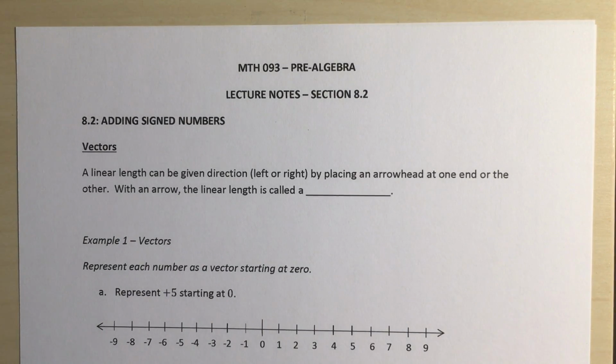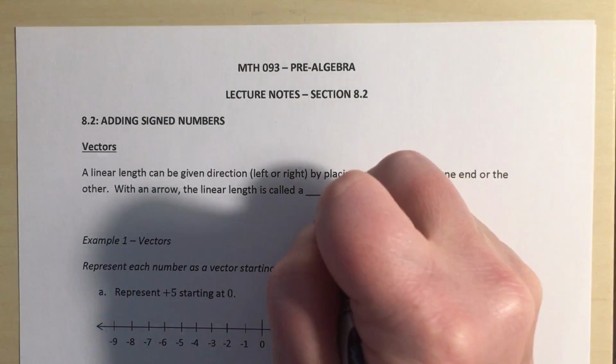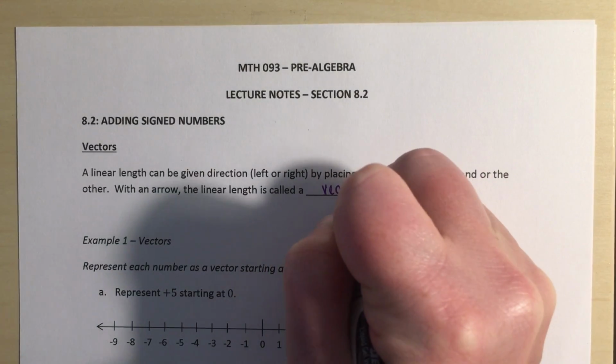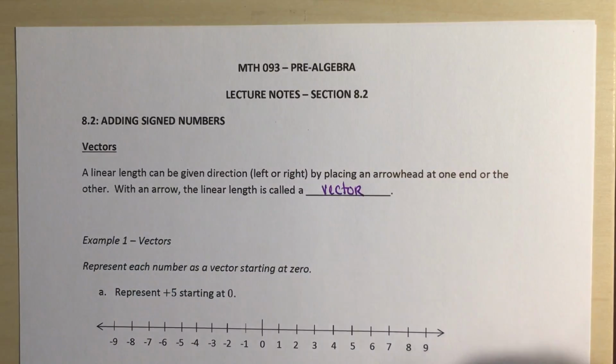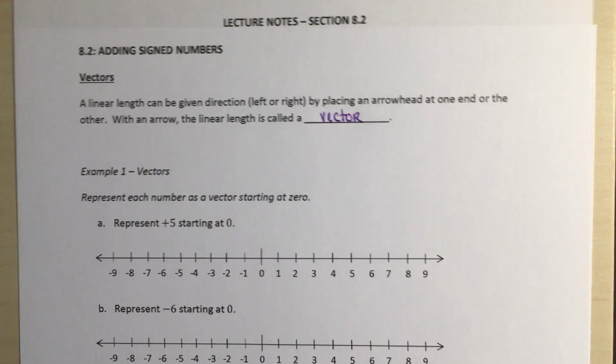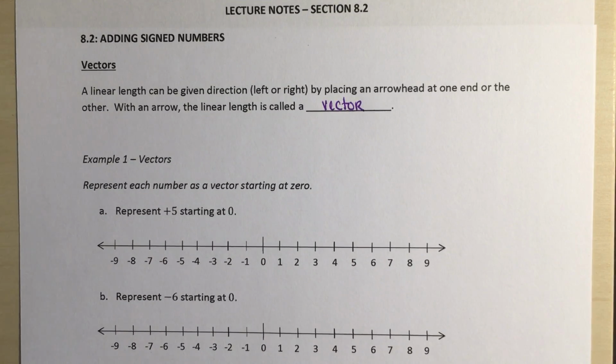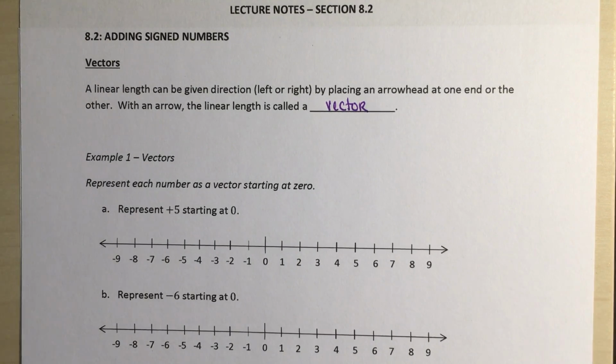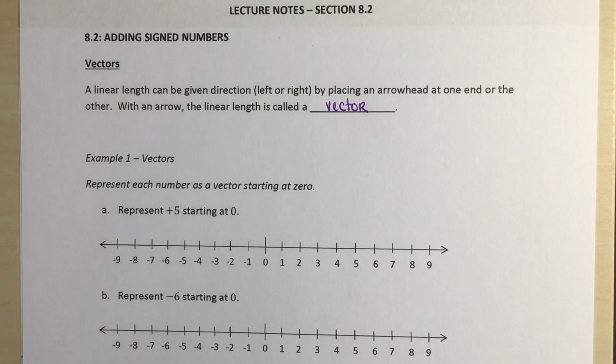When we put that arrow on there and we draw this linear length, this is something that we call a vector. Right? So in this first example, we're going to represent each number as a vector starting at 0. And as we go through a lot of these problems in this section and the rest of this chapter, I'm going to try to keep things nicely color-coded. So you'll see that as we go through some of these next examples.